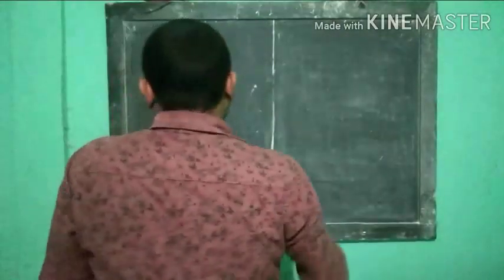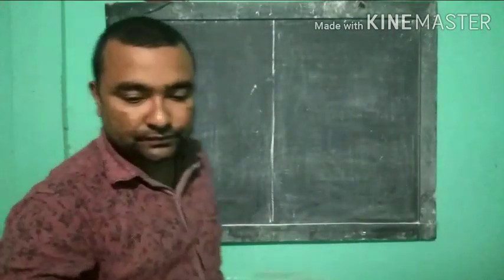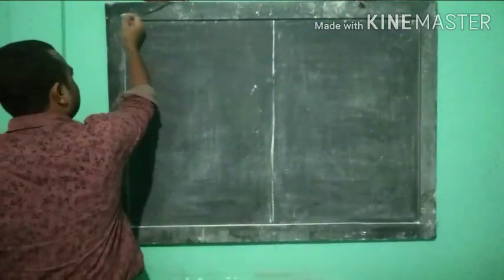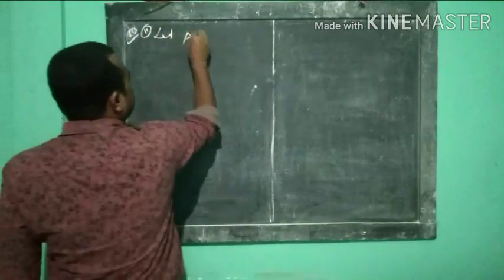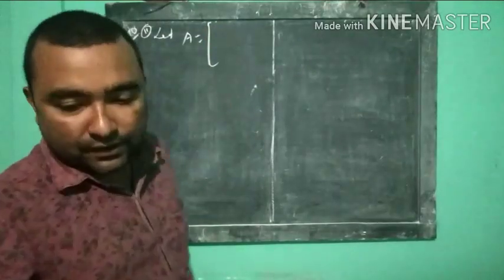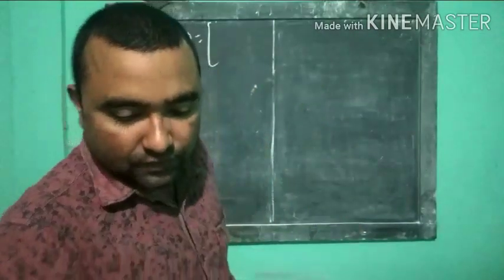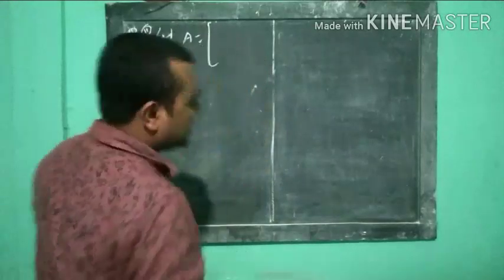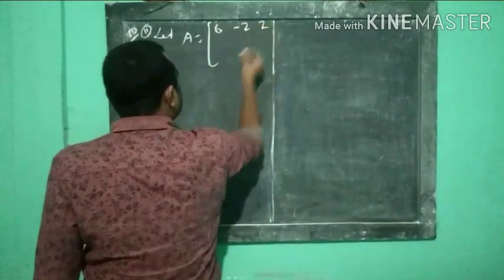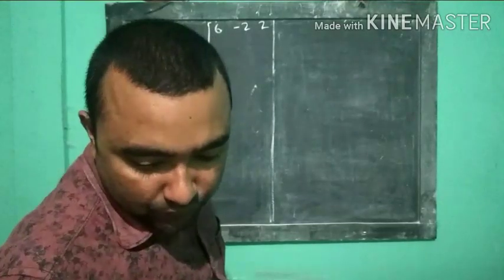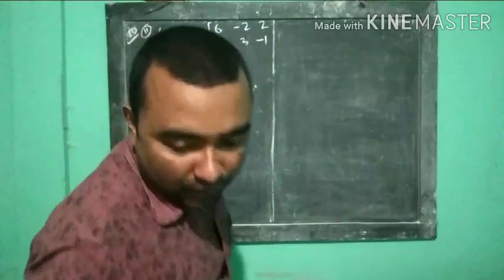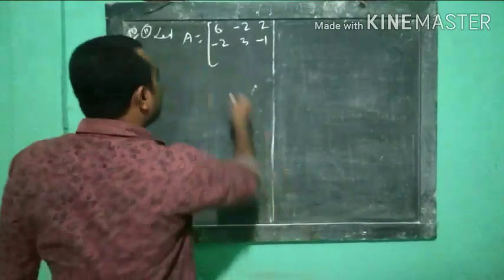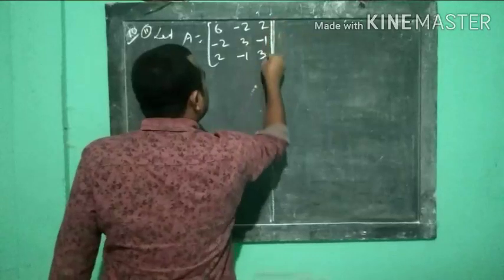Now I am going to solve question number 10(2). Let A be the given matrix. The first row is 6, minus 2, 2. The second row is minus 2, 3, minus 1. And the third row is 2, minus 1, 3.